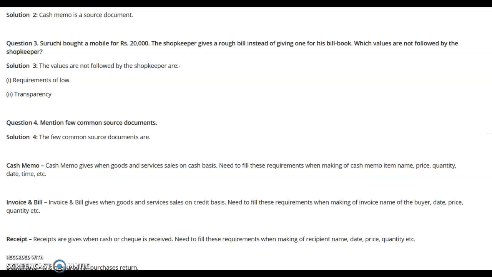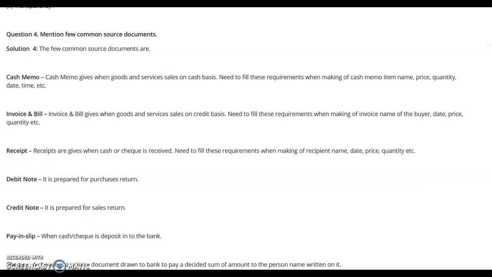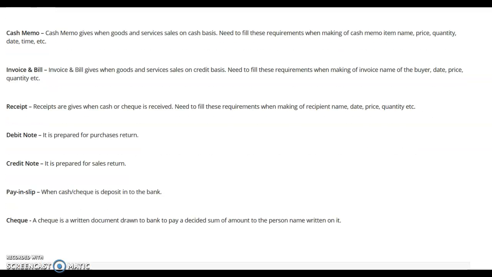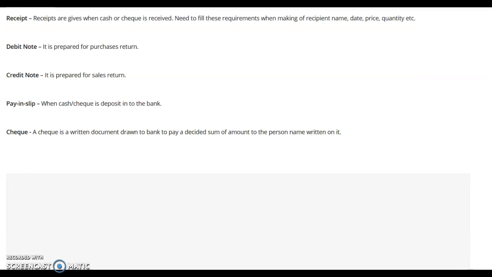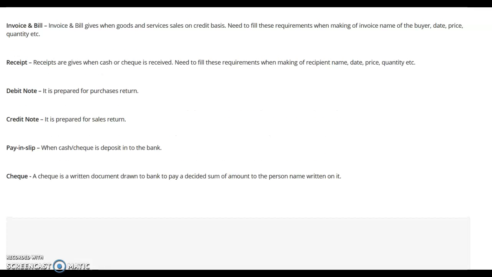Mention a few common source documents. There are a number of source documents which are originated. They may be cash memo, invoice and bill, receipt, debit note, credit note, paying slip, check. What do we mean by the debit note? In the coming lessons, you will understand that when the business has to give debit to someone, the debit note is issued. Likewise, credit note is issued when the credit is to be given to someone. Debit note may be issued with reference to the purchase return, when the party is to be given debit and goods are returned. Credit should be given again to the customer for the sales return, goods returned by the customer.